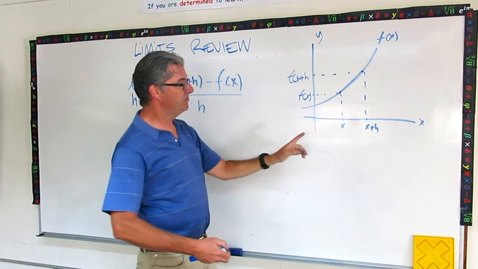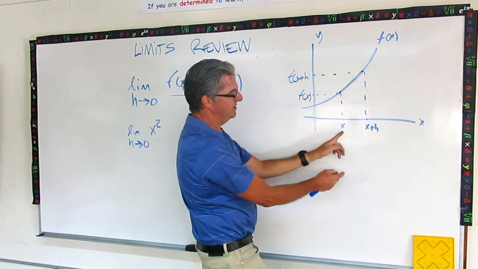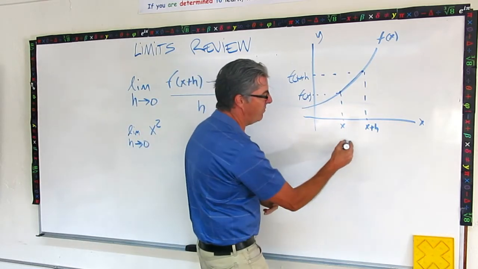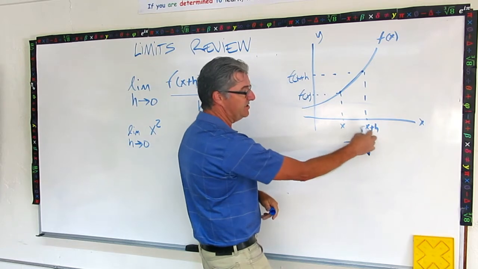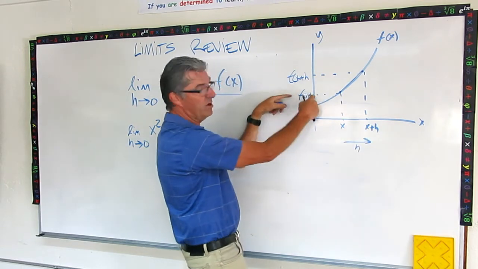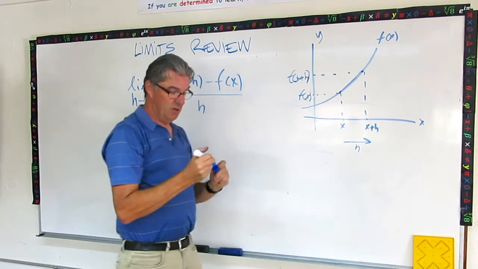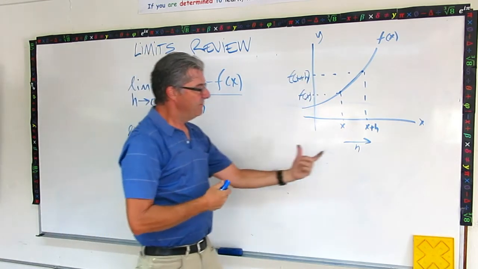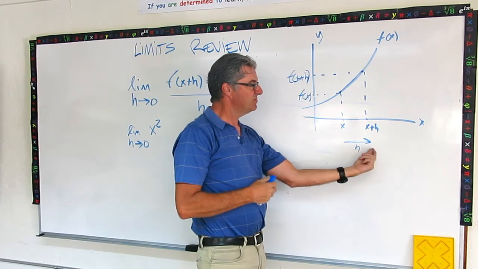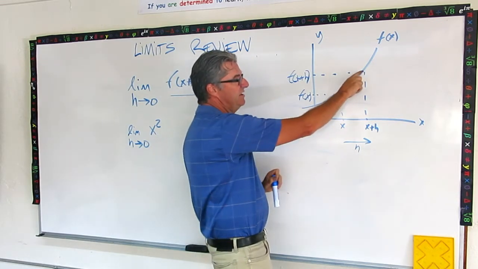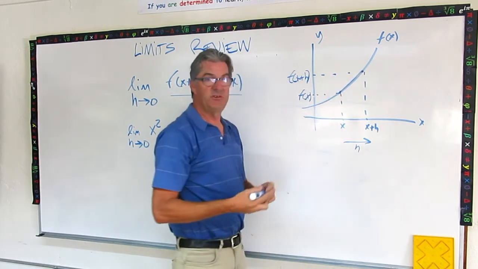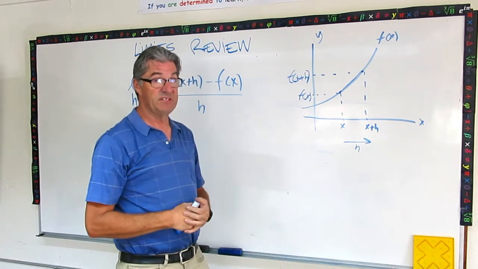And what we do is we take a look at 2 points. This is the x-coordinate here, and we increase it by h. So this is x plus h. And then the y-coordinate of this point is just f of x, and this is just f of x plus h. So what we do is we make h smaller and smaller and smaller, so the secant line connecting these 2 points gets closer and closer to the actual slope of the tangent line.